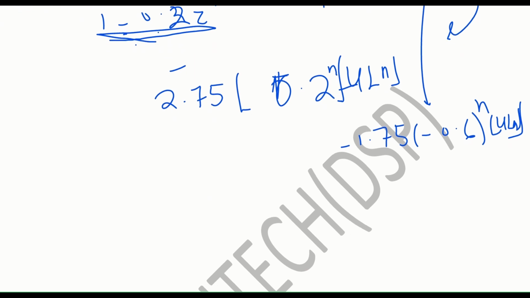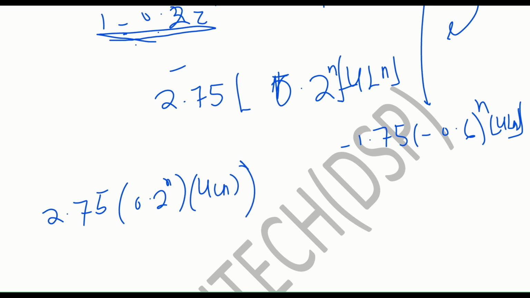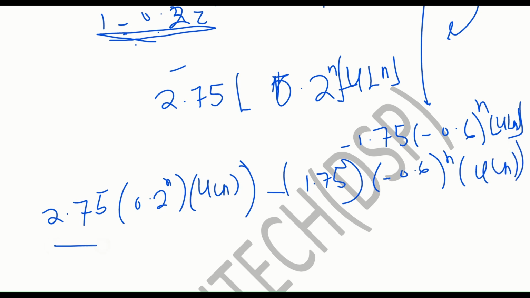Right, so we can write our total answer. Our total answer becomes 2.75 times 0.2 raised to the power n multiplying u of n, minus 1.75 times minus 0.6 raised to the power n multiplying u of n, and that becomes the inverse z transform.